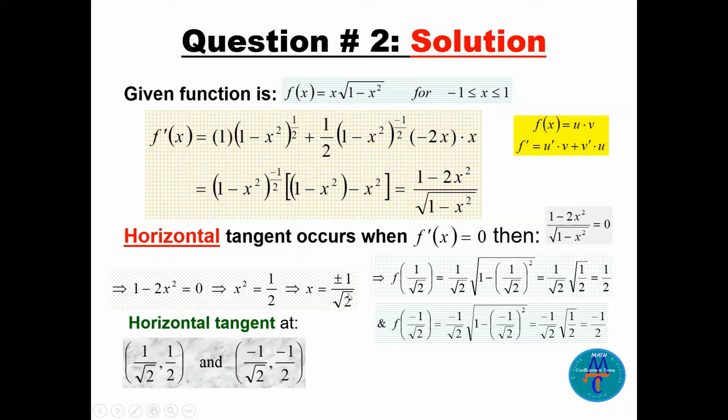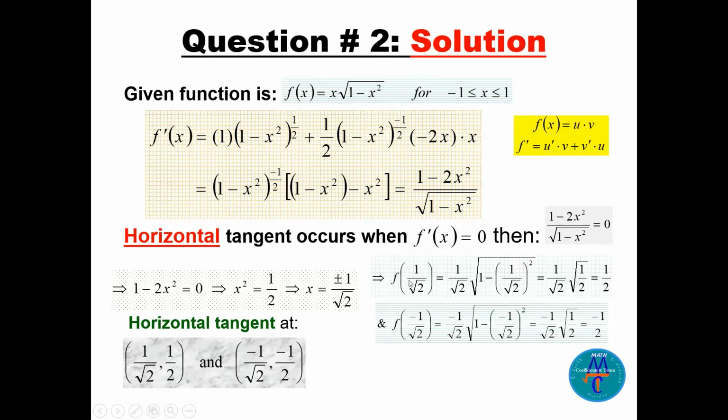Let's find the y value. So x will be 1 over square root of 2. I have to replace this x in the function here, you see? So I put this x, 1 over square root of 2, into square root of 1 minus 1 over square root of 2 squared under the radical here. So this will be 1 over square root of 2. 1 over square root of 2 squared will be half. 1 minus half is half. So when you multiply, you get half also.